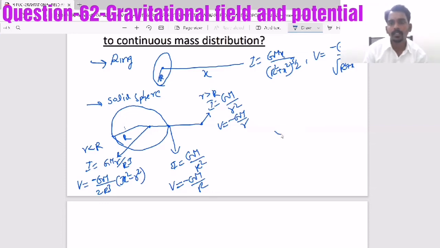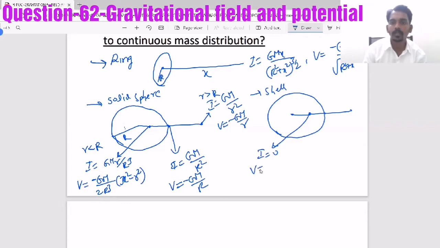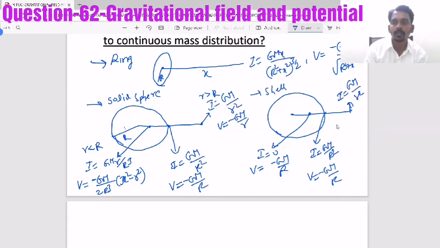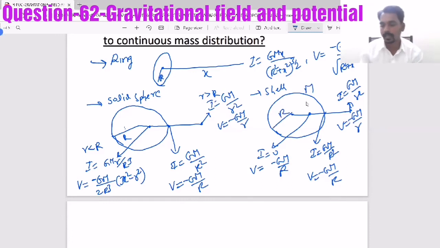Now similar way, when you consider a shell, here also 3 points you will get: inside, on the surface, outside. When you consider inside, the field is 0 because there is no mass, and potential is constant and that is same as that on the surface. Inside everywhere it is same as that on the surface. On the surface same formulas like solid sphere, so V equal to minus GM by R. And outside, again same formula, field GM by r square, V equal to minus GM by r. M is mass and R is radius.